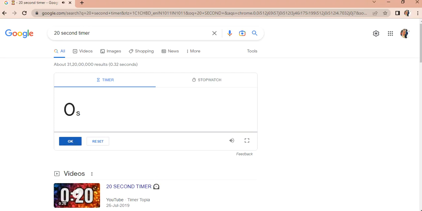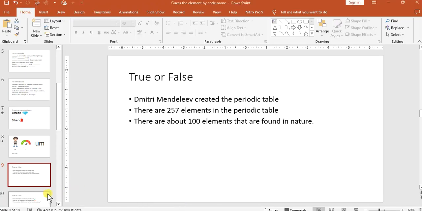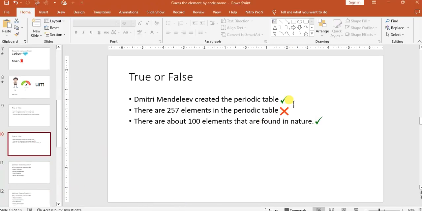Time's up. It's this. Dmitri Mendeleev created the periodic table. Yes, it's right. 257 elements, that's wrong. And there are about 100 elements that are found in nature. Look, if we round it up, there are actually about 90 or so elements that are found in nature. But if we round it up to hundreds, then you know what I mean. So, let's go.